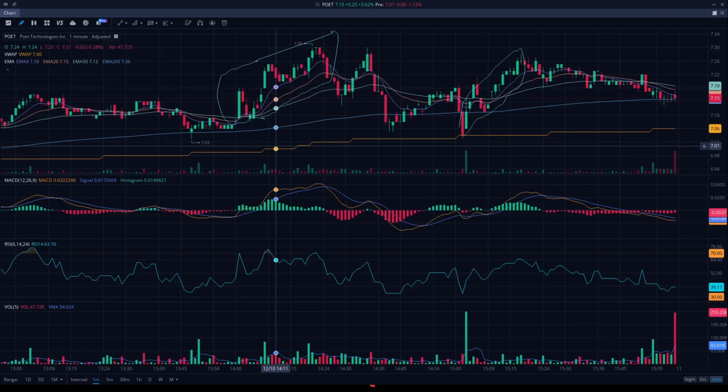Hello guys, so today I will be discussing the EMA, the exponential moving average, and I will also be discussing the MACD, which is the moving average convergence divergence, and the VWAP, which is volume weighted average price. So the first one I'm going to talk about is the moving average. So I use the EMA, which stands for exponential moving average.